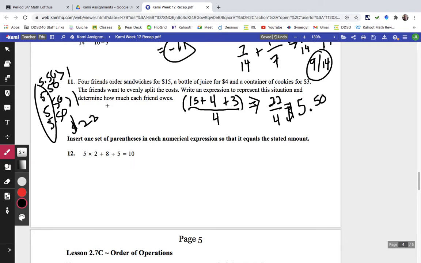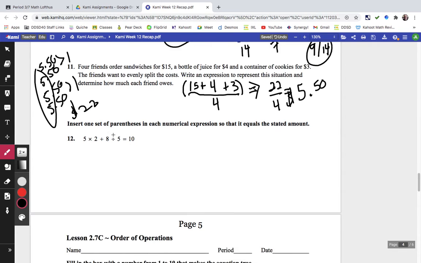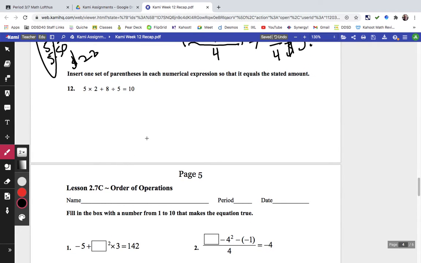Okay, insert parentheses in each numerical expression so that it equals the stated amount. So I want this to equal 10. So I wonder if I can, let's see, divide something by 5. What if I can get this to be 50 and then divide that by 5? Because I know that 50 divided by 5 is 10.